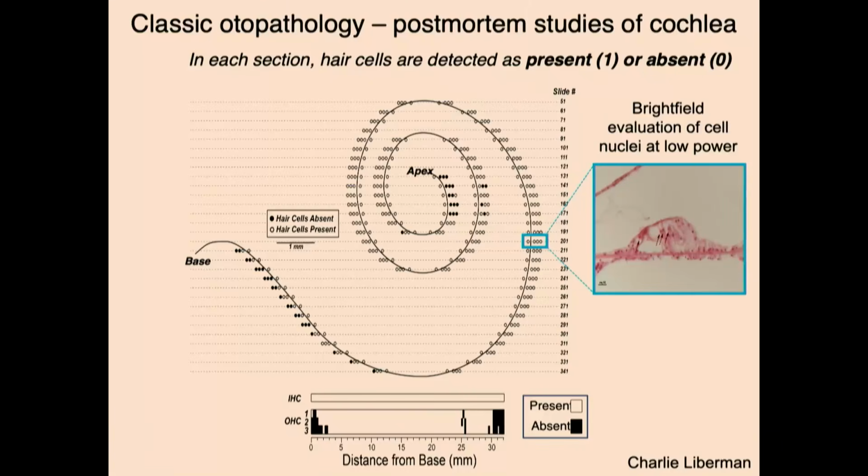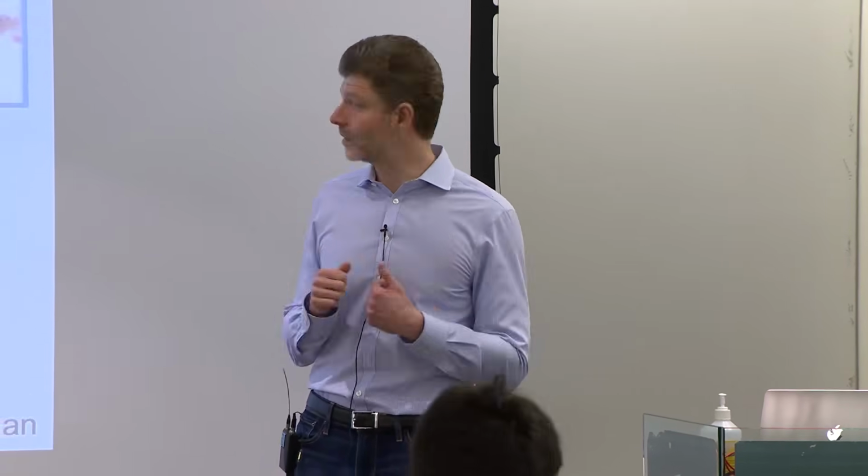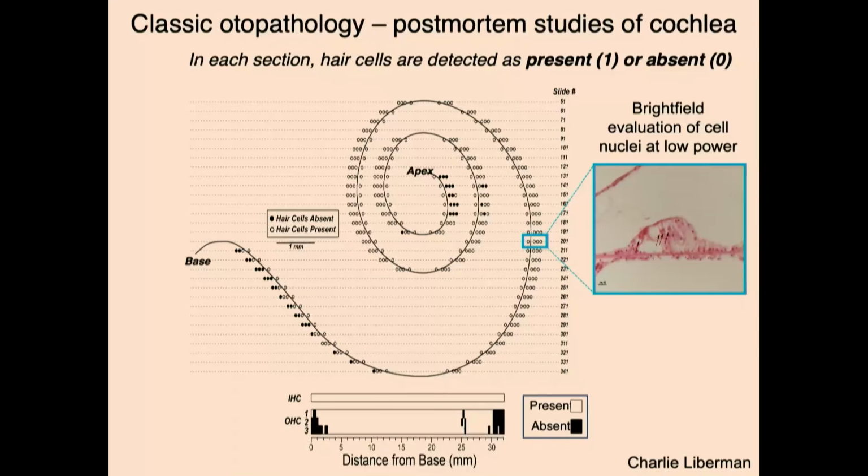One of the main ways this has been studied is what is called autopathology. This is post-mortem study of the cochlea. When people die, if they donate their bodies to science, the cochlea can be removed. You can chop it up, put it under a microscope, and look at it in all kinds of different ways. One of the classic things that has been done is to count the number of hair cells that are present in a person when they die.